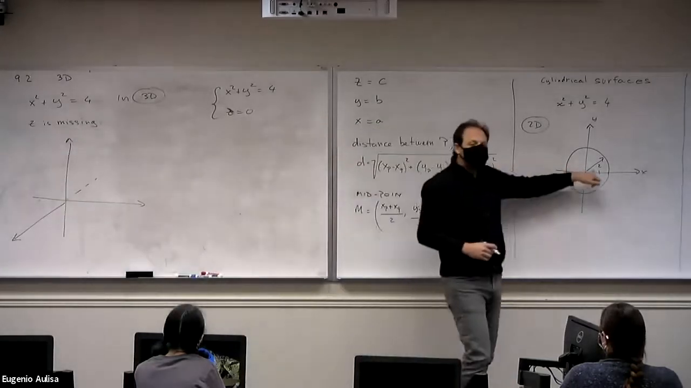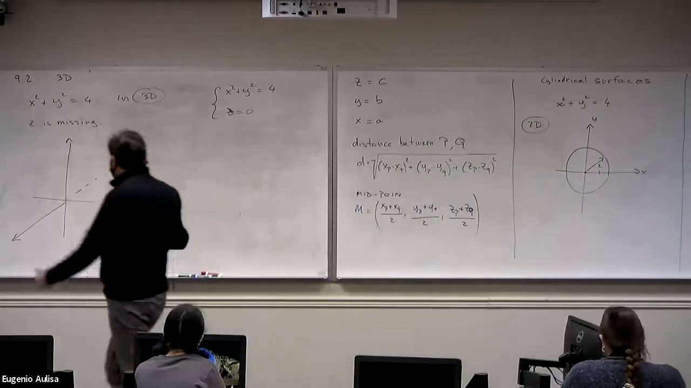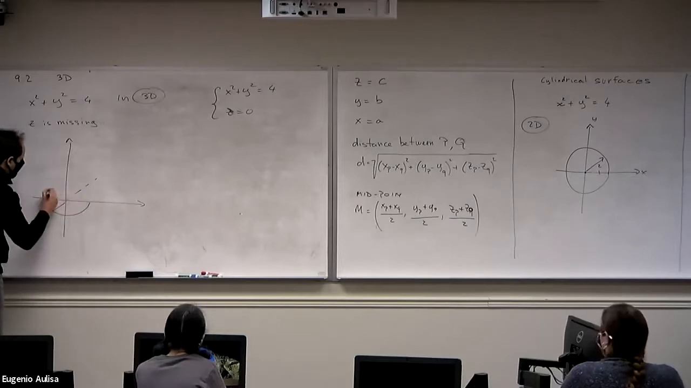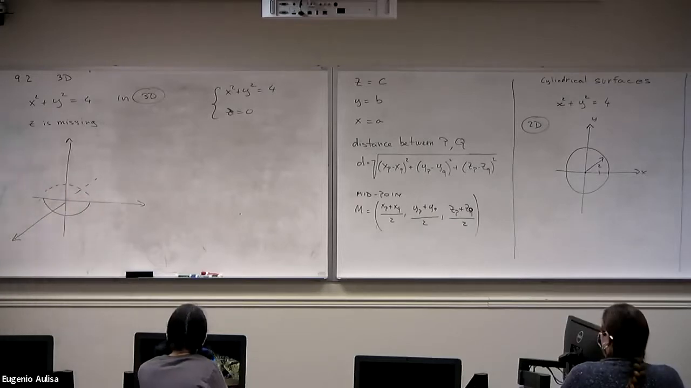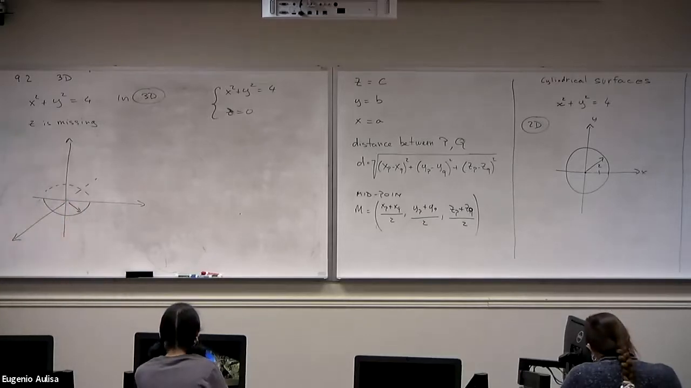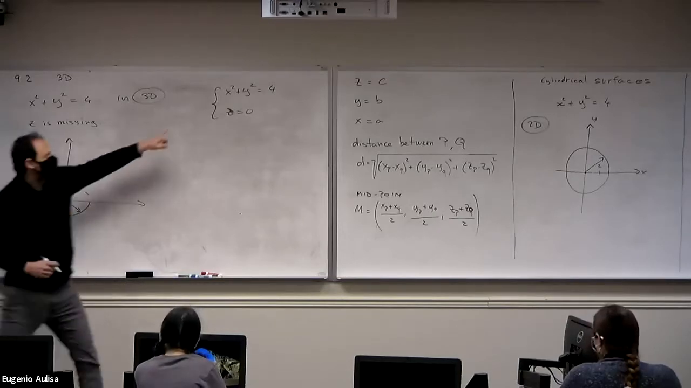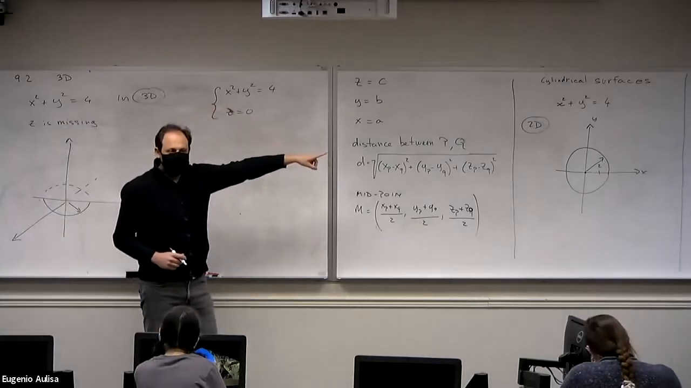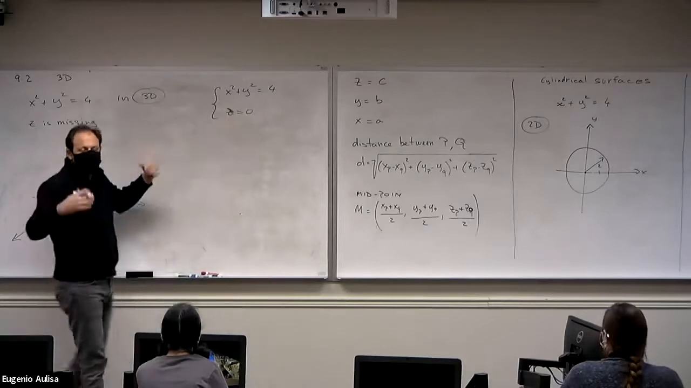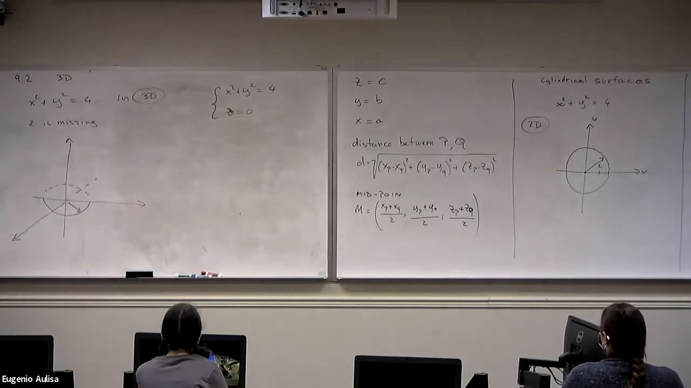It's going to be exactly the circle of radius 2, center at the origin, but placed on the xy plane at z equal to 0. Does it make sense? Because the x and y on this circle will satisfy this equation. We know it from calculus 1. And then I can choose z equal to 0 because this equation is z independent. This constraint does not depend on z. Make sense?